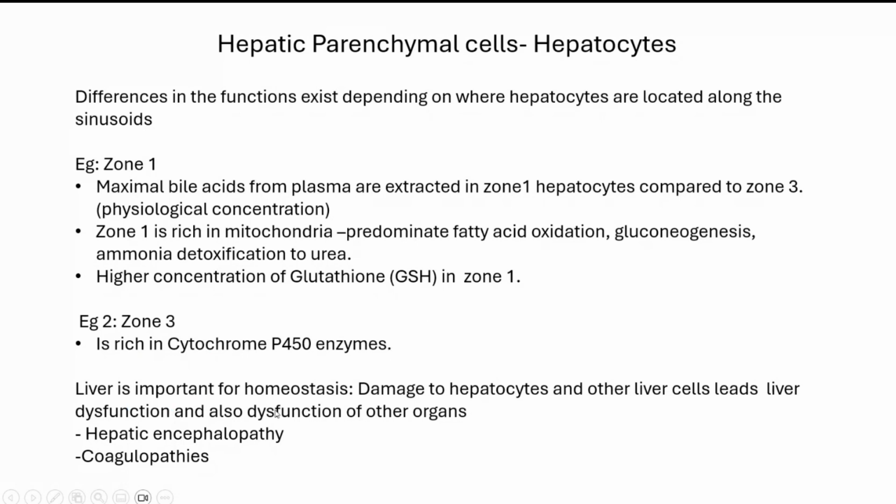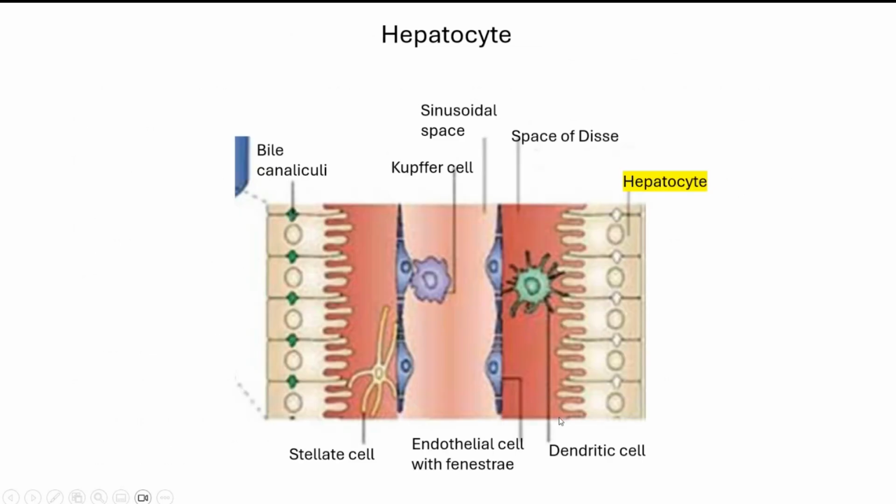The liver is important for homeostasis. Damage to hepatocytes and other liver cells leads to liver dysfunction and also dysfunction of other organs, for example, hepatic encephalopathy and coagulopathies. I'll be using this cartoon many more times, but this is to highlight that these are the hepatocytes. So next I'll be talking about the hepatocytes.